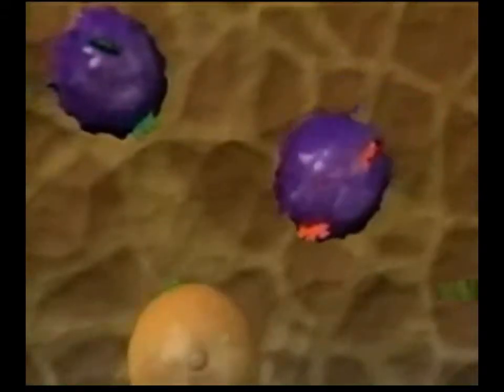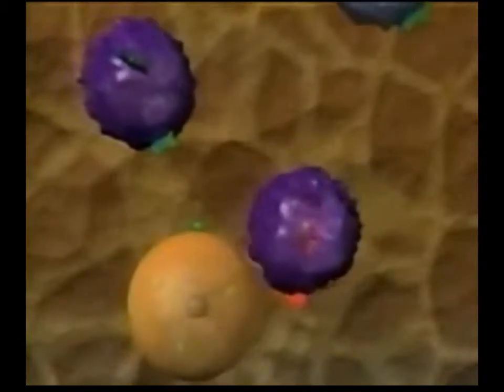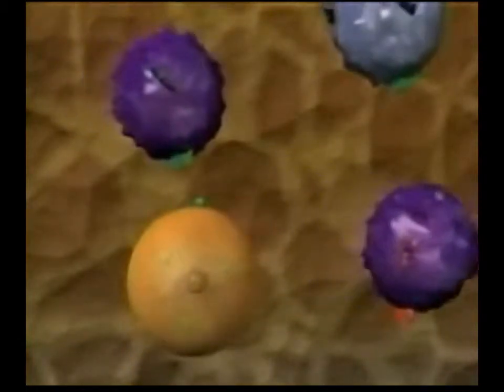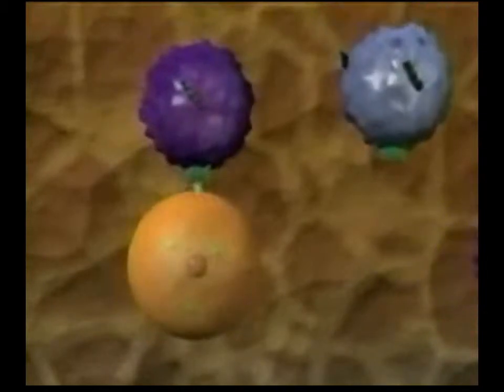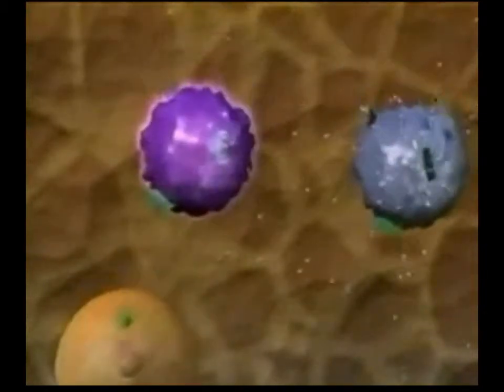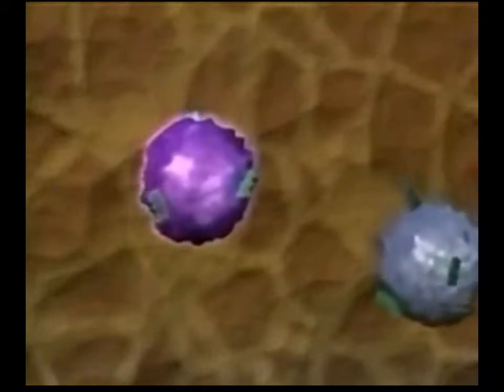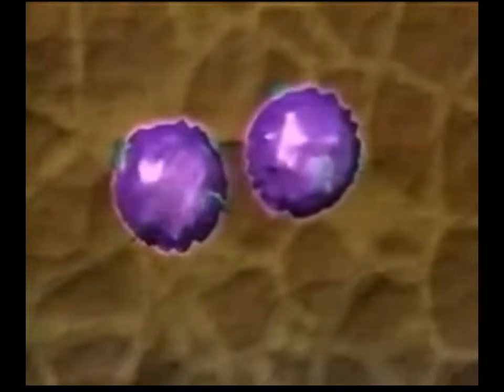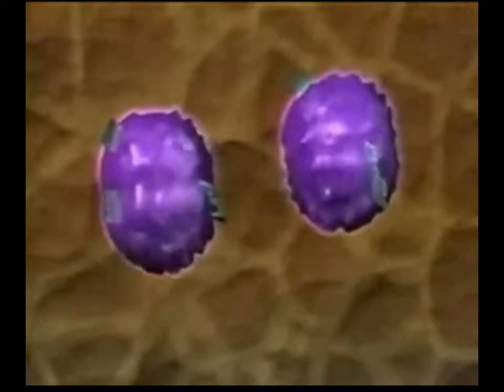These helpers then multiply and secrete chemicals which call different cells into battle, especially the cytotoxic or killer T cells. The macrophage, or an infected cell, activates only those cytotoxic cells with receptors that match the antigen complexes. Stimulated by chemicals from the helper T cells, these killer T cells rapidly divide into an army of clones, all designed to fight the specific invader that triggered the response.